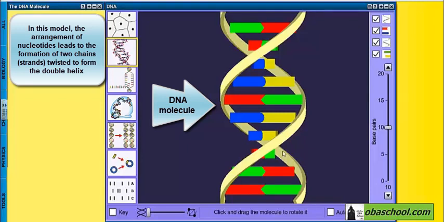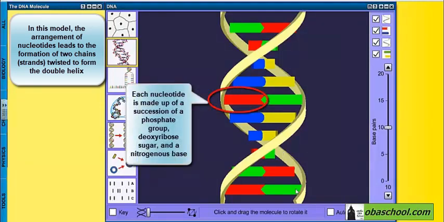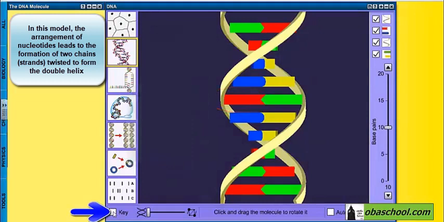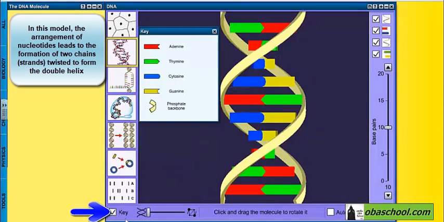The backbones of this strand are made of phosphate and sugar, and we have in every nucleotide a nitrogenous base. So we have the phosphate group bound to the deoxyribose sugar bound to a nitrogenous base. We have four types of nitrogenous bases: adenine, guanine, cytosine, and thymine. And if we press key here, we can see what every shape represents.